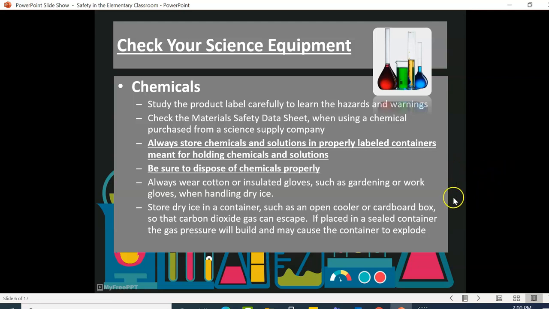Always wear cotton or insulated gloves, such as gardening or work gloves, when handling dry ice. The solid carbon dioxide is extremely cold and can damage bare skin. Store dry ice in a container, such as an open cooler or cardboard box, so that carbon dioxide gas can escape. If placed in a sealed container, the gas pressure will build and may cause the container to explode.